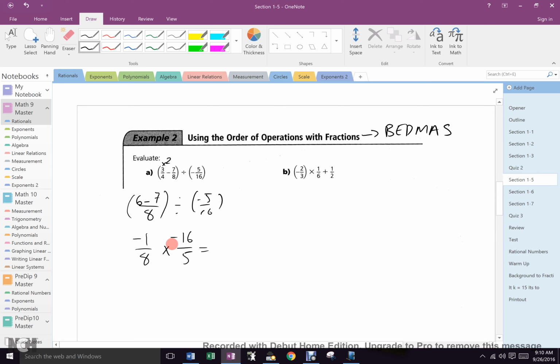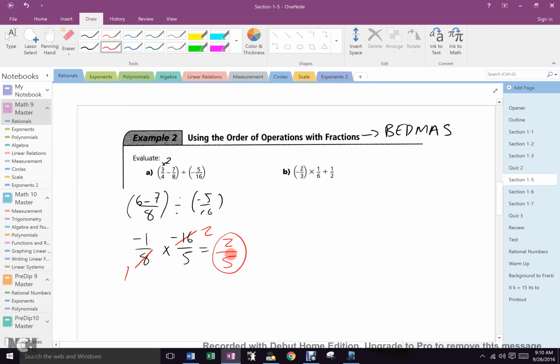Do 16 and 8 work together? But what about if it's plus, but there is 2 negatives? It's not that, right? No. Do 8 and 16 work together? How many 8s go into 8? 1. How many 8s go into 16? 2. What's 1 times 2? 2. What's 1 times 5? 5. And it's positive because there's 2 negatives.